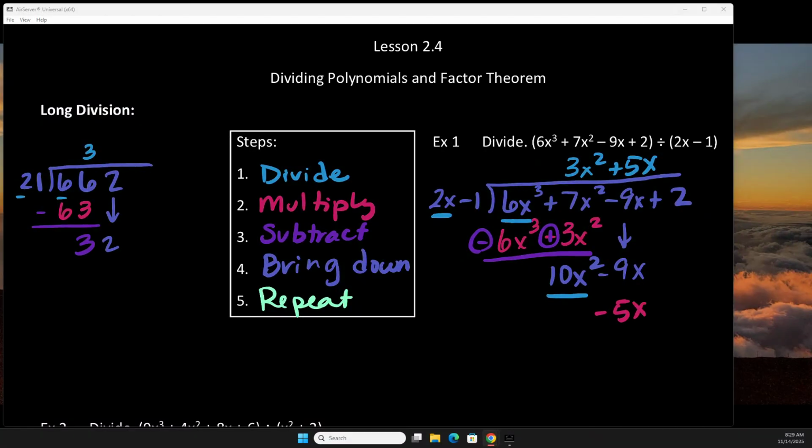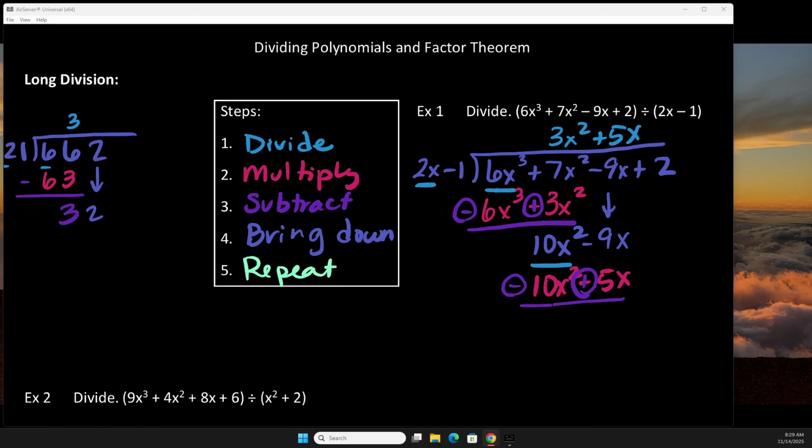We line up our like terms. Then we take 5x and multiply it by 2x. That's going to be our 10x squared. All right, and then we're ready for our subtract step. That means that we are going to change that positive 10 to a negative, change the -5 to a positive. And then -9x plus 5x is going to give you -4x.